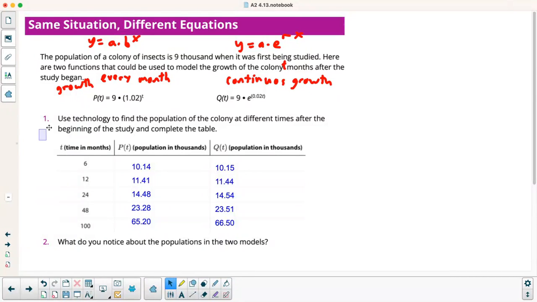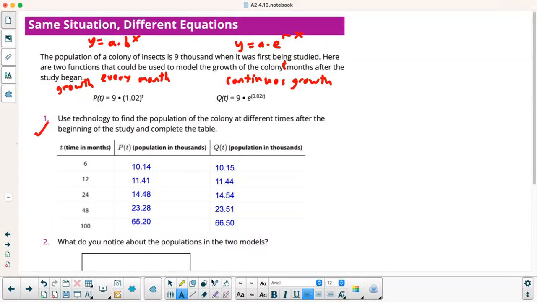So there's the first part. And then I come here. What do you notice about the populations of the two models? So they're very close: 10.14, 10.15, 11.41, 11.44. They start to separate the bigger you get. Okay. So what do you notice?